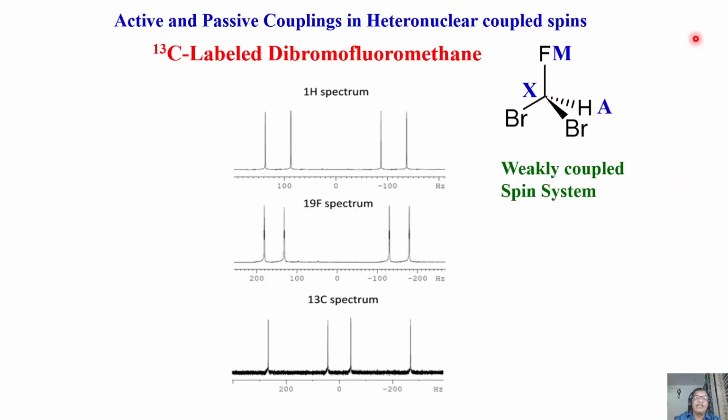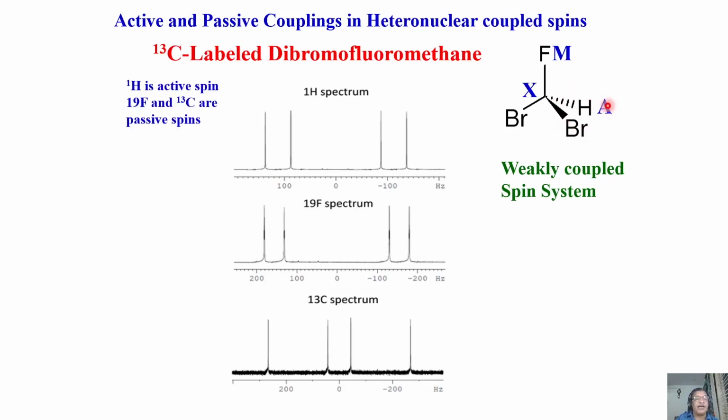Then what are my passive spins? Both fluorine and carbon are my passive spins. So what couplings do I see at the proton? Coupling between proton and fluorine, JHF. Coupling between proton and carbon, JHC. Only these two couplings are seen in the proton spectrum.